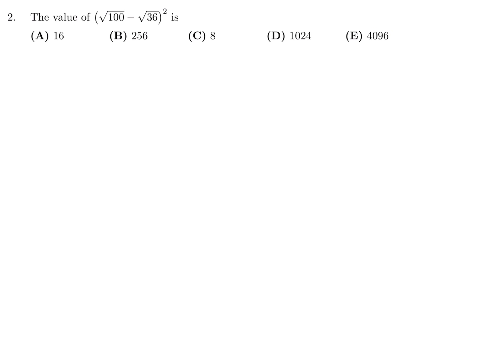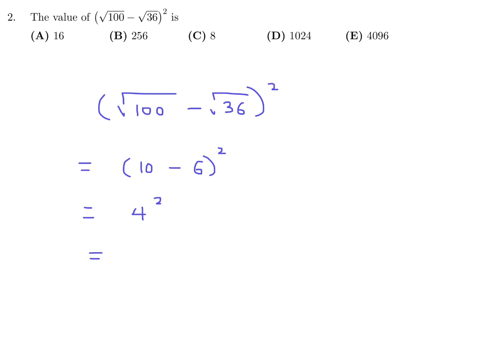The value of the square root of 100 minus the square root of 36, all squared. Square root of 100 is 10. Square root of 36 is 6. All squared. You're subtracting those two numbers. 10 minus 6 is 4 squared. 4 squared is 16. So number 2, the answer is A.